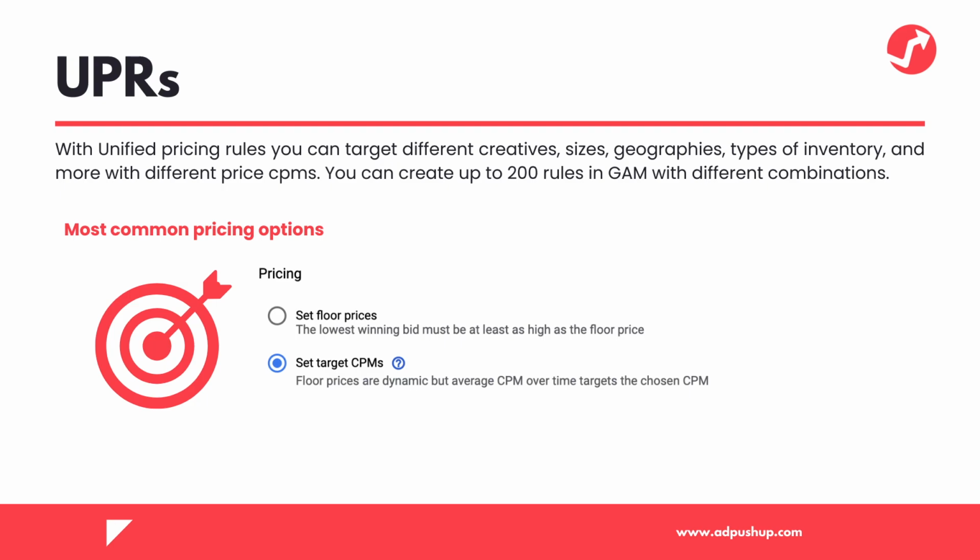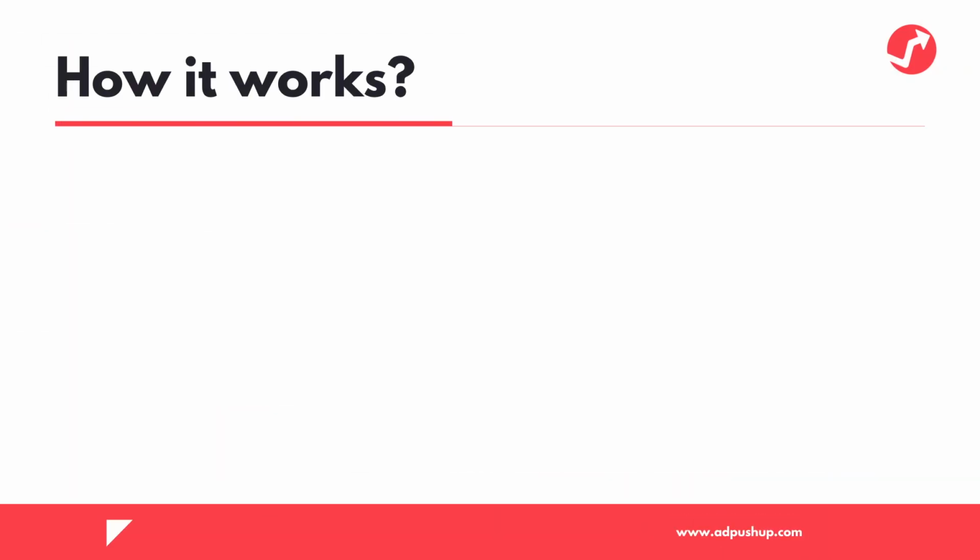Taking this into account, remember that you have different pricing options when you decide on your pricing rule. Later on, we're going to check on the implementation, how exactly this works, but the first option that we have is floor prices. And then we have target CPMs. There's a third option that lets Google optimize, but in this case, we're going to focus our lesson on floor prices and target CPMs. How it works.